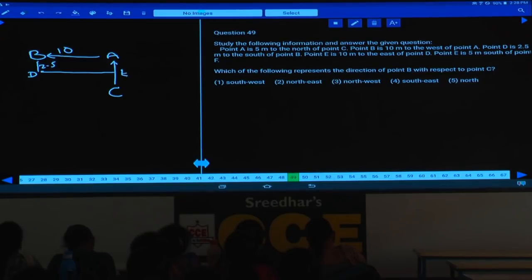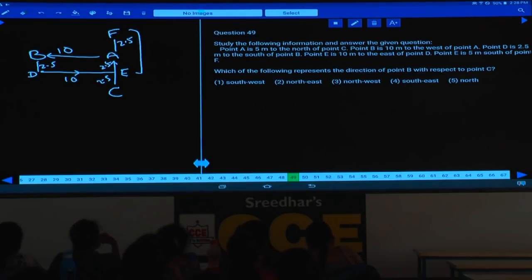Then tell me what is the distance. Here this will be 2.5, here again it will be 2.5, because the total distance is 5, equally divided between these two. Now this E is 10 meters, horizontal direction is same. Then E is 5 meters to the south of F. F will be here. Now the distance between these two is 5, out of which A and E is 2.5, this must also be 2.5.